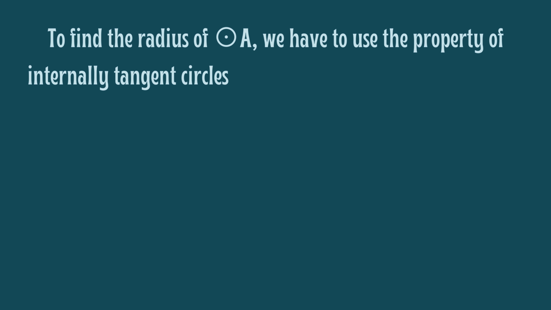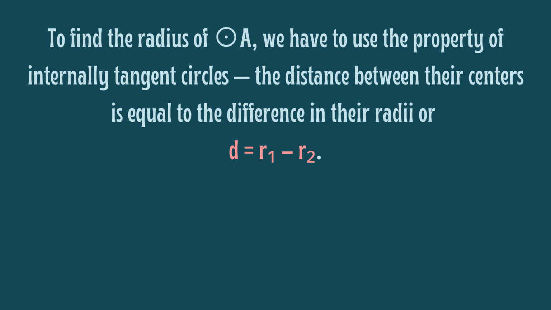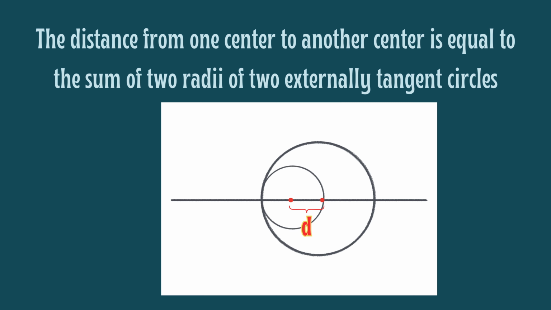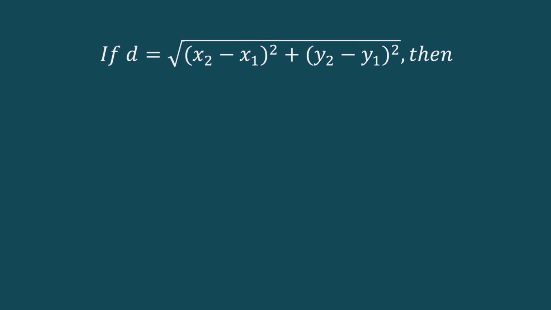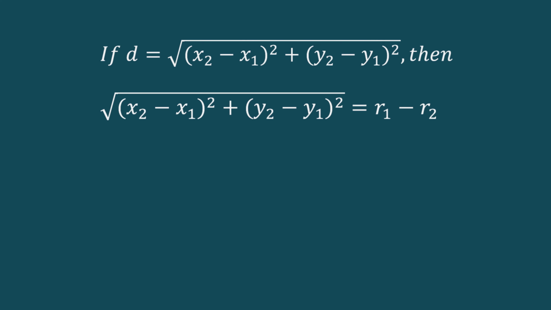Again, to find the radius of circle A, we have to use the property of internally tangent circles. This time, the distance between their centers is equal to the difference in their radii, or d equals r sub 1 minus r sub 2. To visualize this concept, we can see that the distance between centers is equal to this first radius minus this second radius. If we use the distance formula to find the distance between the centers of two circles, we can equate it to the first radius minus the second radius.